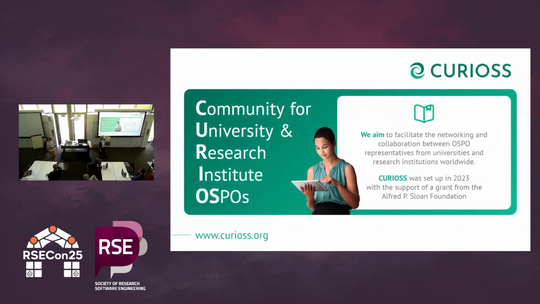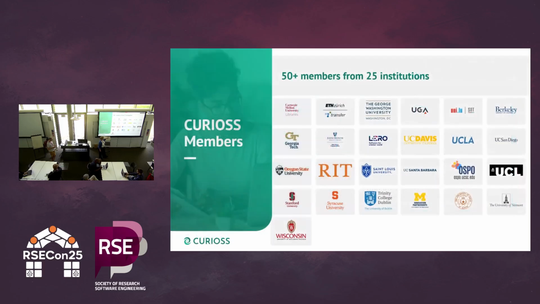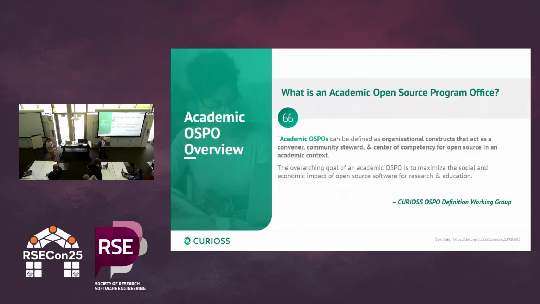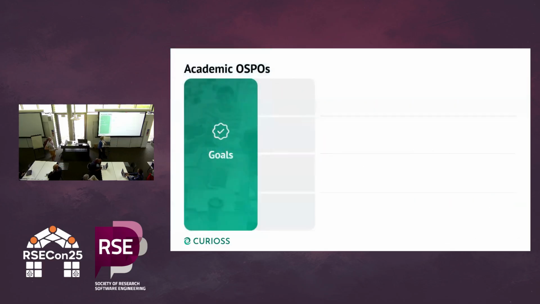As I mentioned, I'm from Curious, and we were set up in 2023. We are currently a group of over 50 individuals from about 25 institutions worldwide. The majority are in the US. There are 6 in Europe, including UCL. It's basically just a center of competence, very much following the RSC model, in terms of looking at people who are funded and dedicated in a university to help open source enablement within that institution.